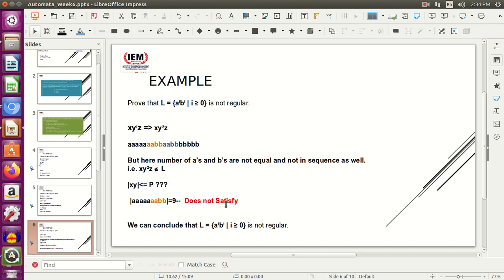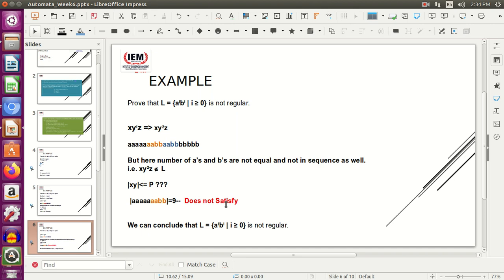But if you use a DFA or a finite machine for this purpose, a finite machine can never remember the number of a's it has encountered, and therefore we can say that a to the power i, b to the power i cannot be designed using a DFA, and therefore it's not a regular language.